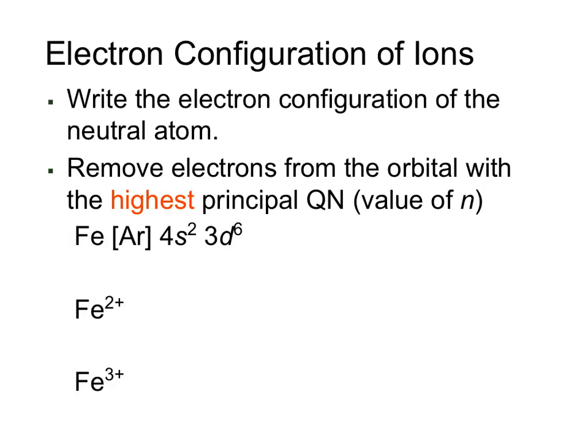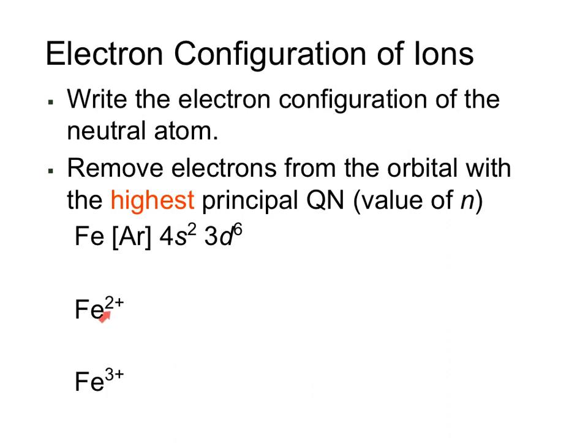Let's take a look now at an iron ion. And so the electron configuration for iron is argon, noble gas notation, 4s2, 3d6. Now remember, when we're looking at the electron configuration of an ion, we want to remove electrons from the highest principal quantum number value. Even though our configuration ended with 3d6, 4 is actually our highest quantum number value. And so that's where our electrons will come from first.